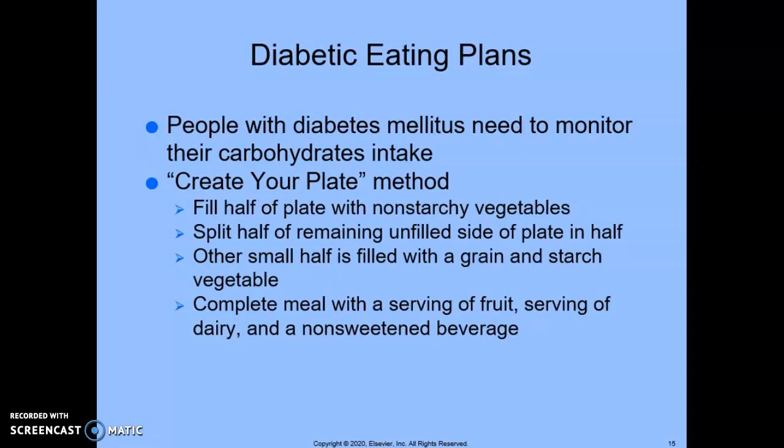So let's shift gears here now, and let's start talking about some different meal plans for different disorders. So a diabetic eating plan, you would be coaching your patient. The patient would have diabetes mellitus and need to monitor their carbohydrate intake. The American Diabetes Association encourages the following diabetes meal plans: either the glycemic index approach or the create your plate method, and also carb counting. And you can see more information as far as the details in your book.